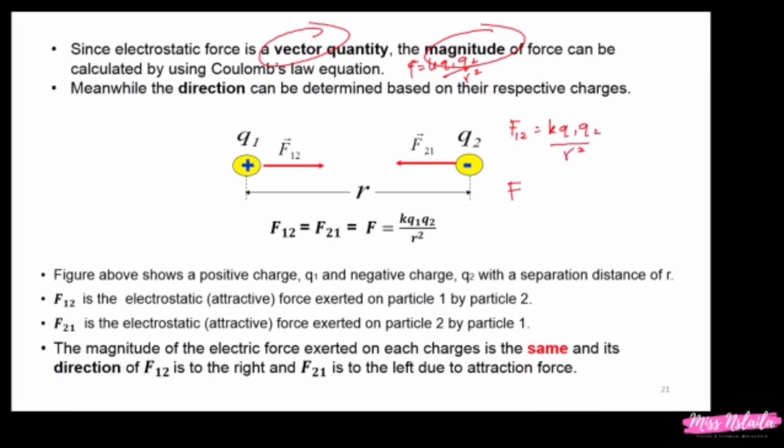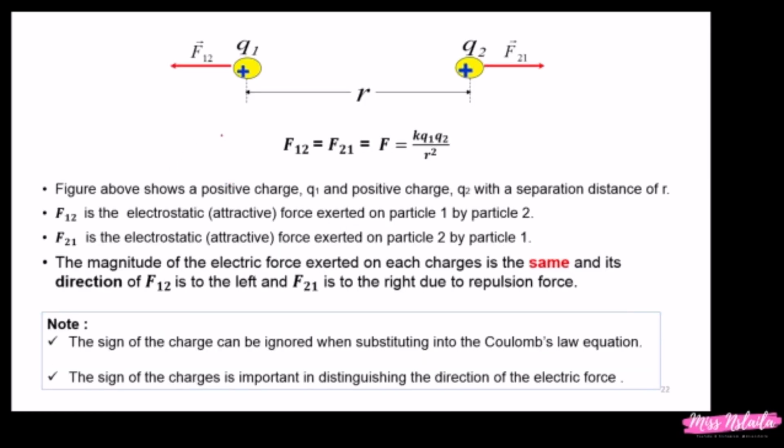And you can also calculate the value of F21, K Q2 Q1 over R square. You can see that actually the equations are the same. Thus, you will get the same answer. Di mana nilai ataupun magnitude F12 sama dengan F21 equal to F equal to K Q1 Q2 over R square. They have the same magnitude but different direction. F12 to the right, F21 to the left due to the attraction force.